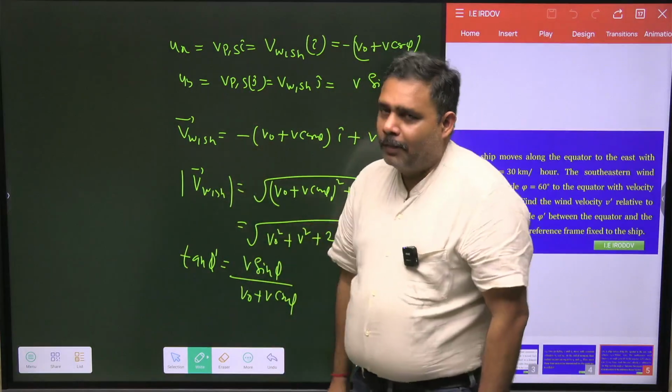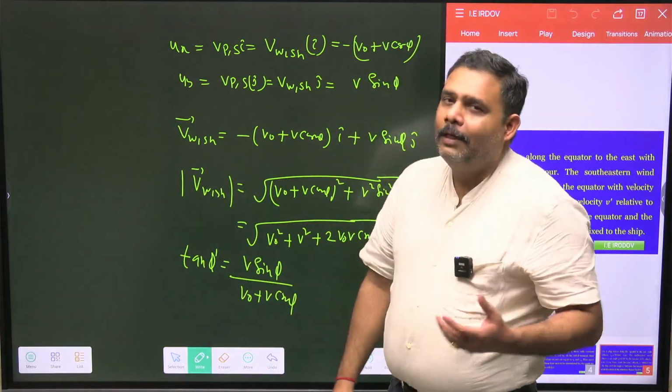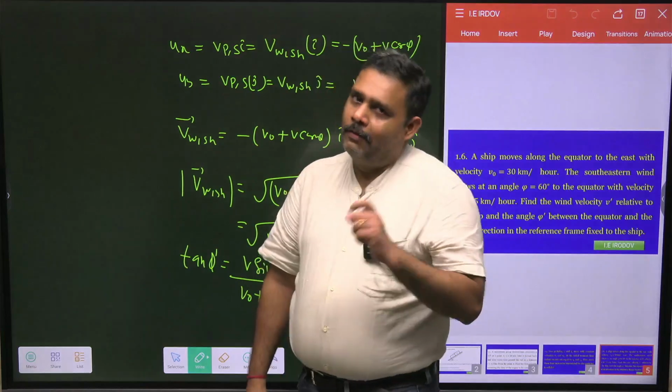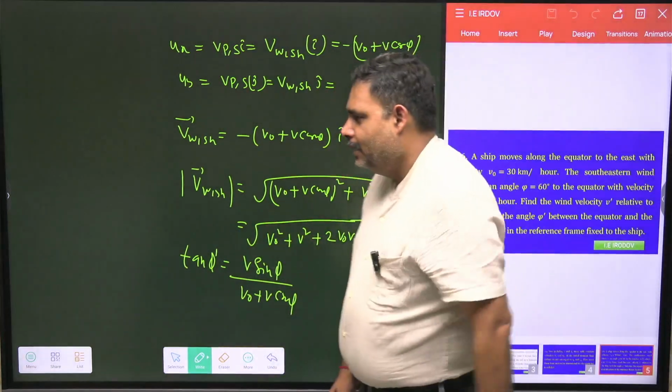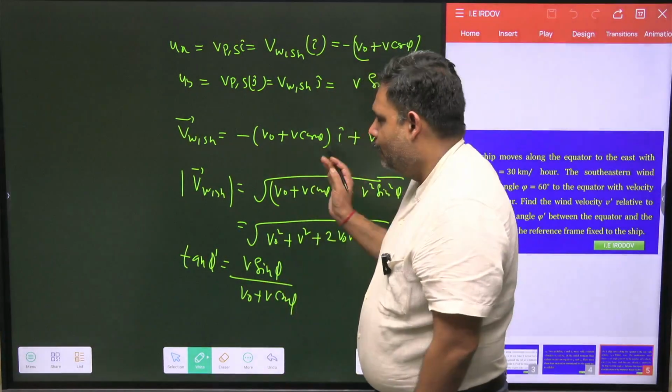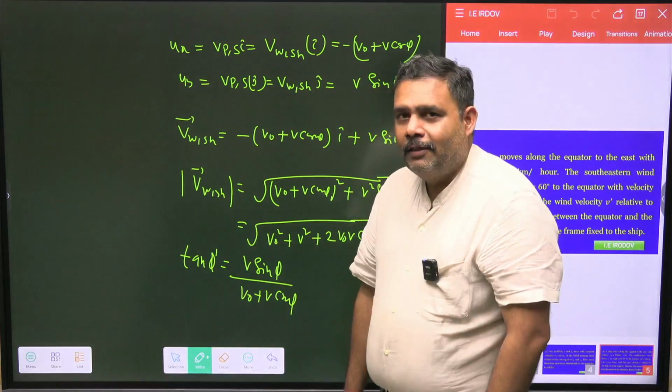So it's a wonderful problem. All you have to do is understand what your S frame is and what your S dash frame is, and you can easily solve this. So this is a wonderful problem, and you can easily solve it.